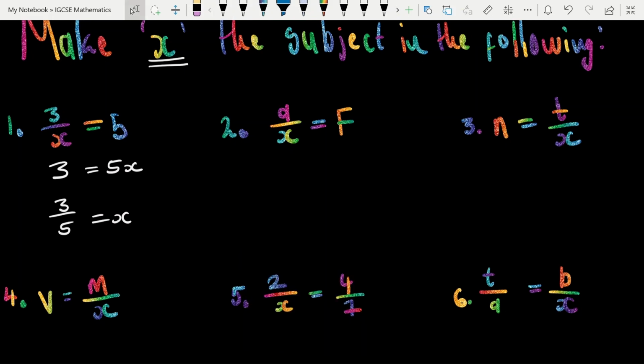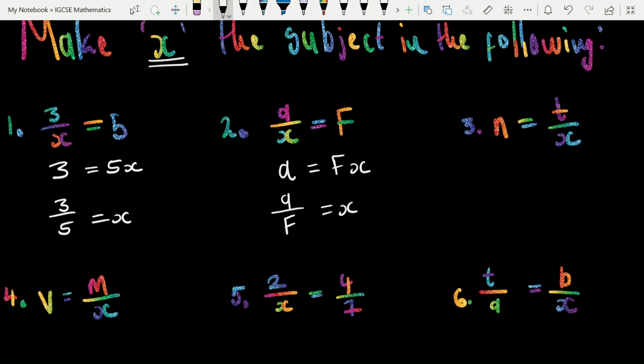I do number 2 using the same tricks. What is it going to be like? Well, a over x is equal to f. That means first thing I have to break the fraction. a will be equal to fx. And then to make x the subject, I have to take everything that's not x to the other side, which is this f. It goes to the left, it goes to divide, and this will be equal to x.